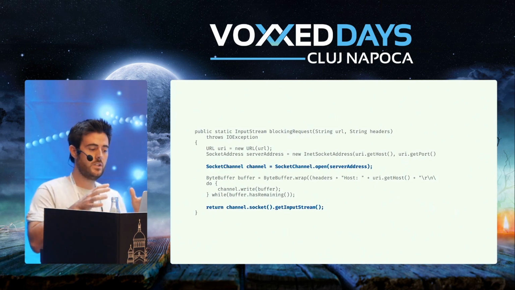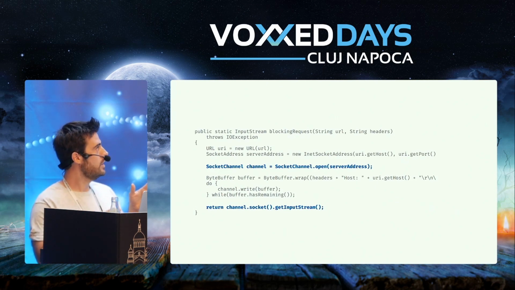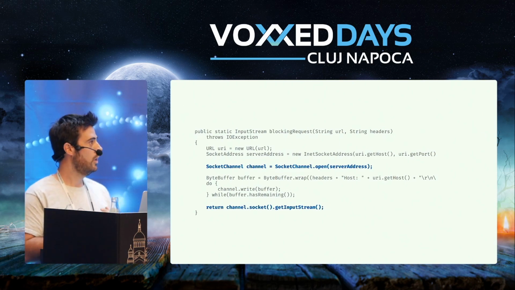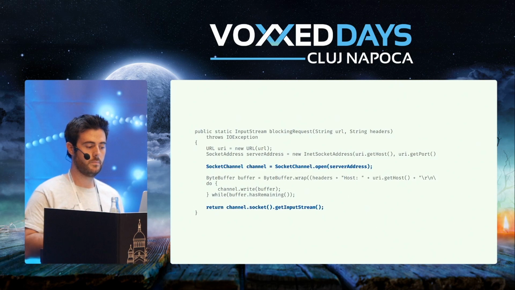So this is where the problem is, right? Because this socket channel, by opening a blocking file descriptor, will mean that each read operation made by the input stream API will issue a blocking read call. So what's a blocking call, actually?